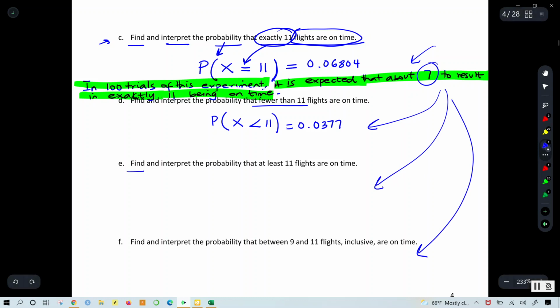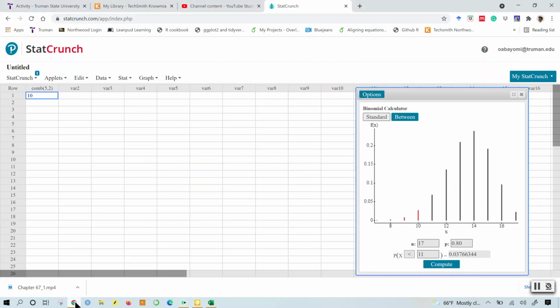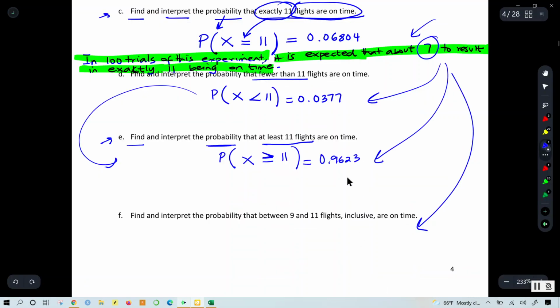So we'll focus on finding the probability, and we can use the same logic to interpret the probability we have computed. And that brings us to question E. We want to find the probability that at least 11 flights are on time. That will be X equal to 11, at least 11, or more than 11. So let's see how that goes. To solve this problem, I'll go to StatCrunch, and of course, I'm going to change this to greater than or equal to, and that stands at 0.9623. So here I've written that answer out here.